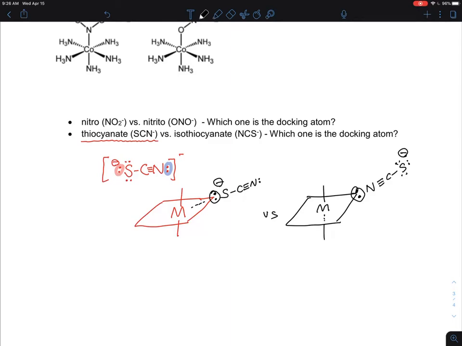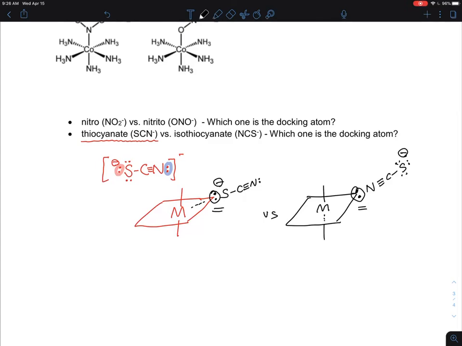Whether there's a lone pair on the sulfur or a lone pair on the nitrogen, which is more common? What do you think? Anyone? Oh, we have 12 people, so it's a little bit. Well, there's one more person coming.